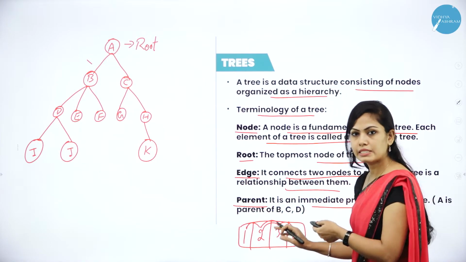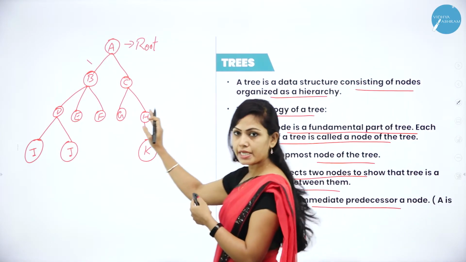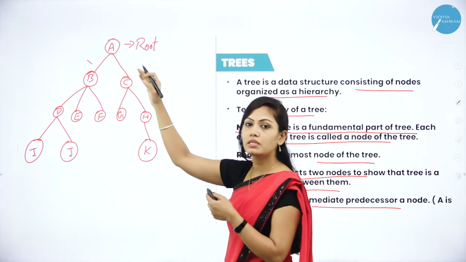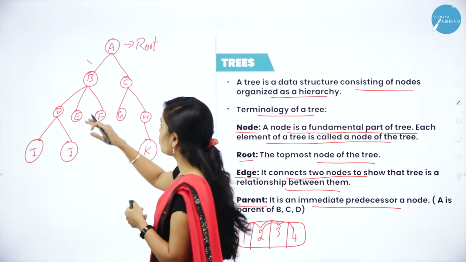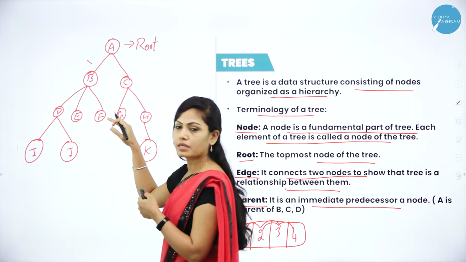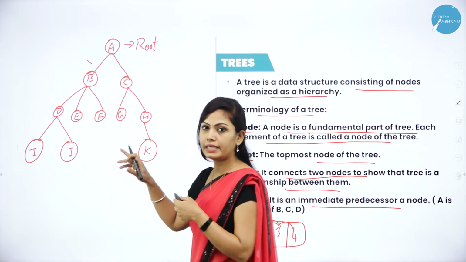So we can call it a linear data structure. But in trees, we do not have one predecessor and one successor. We get one predecessor and many successors. Then we can call it a nonlinear data structure.